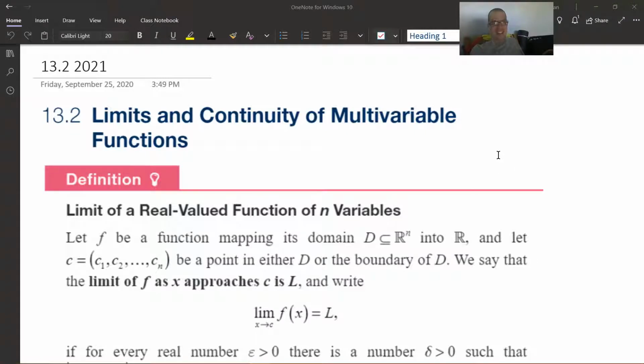Today we're talking about section 13.2, limits and continuity of multivariable functions. We're doing calculus on multivariable functions where we're plugging in x and y. We've arrived at Calc 3.